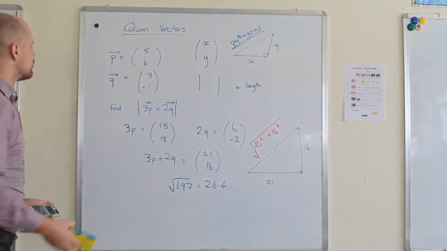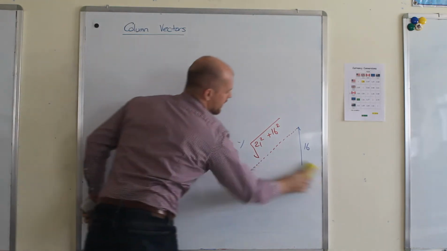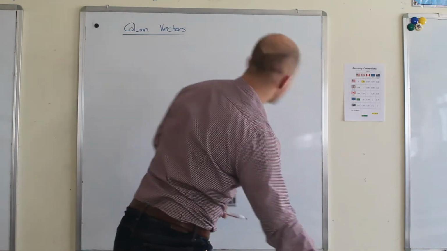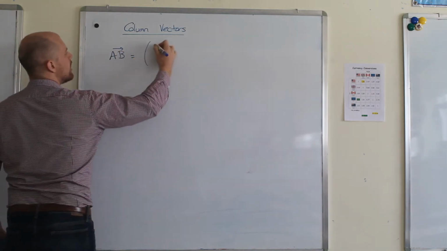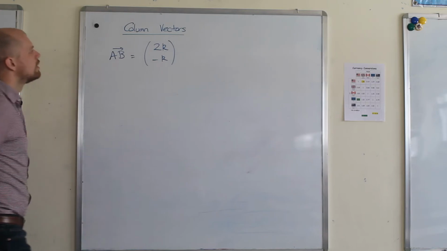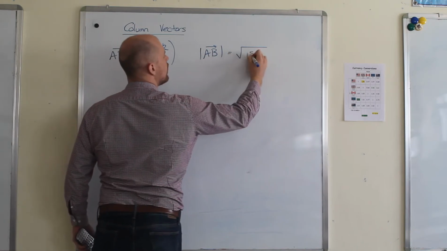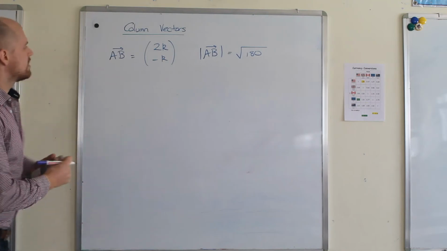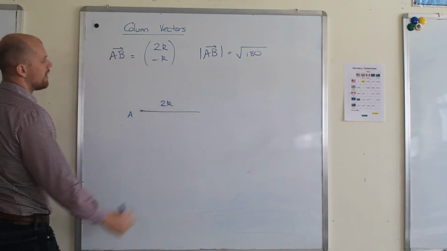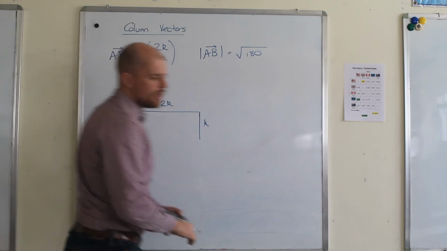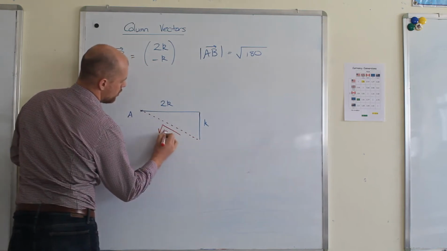Another typical question that I've seen come up before looks a little bit different, but it's the same theory. The question says that I have a vector, it doesn't matter what the vector is, let's say the vector AB, and it's given by (2k, -k), and I'm told that mod AB, so the length, is root 180. So what that means is that this is A, I go 2k along, and then I go k down. That's the minus k. And then this bit here, the length is root 180.